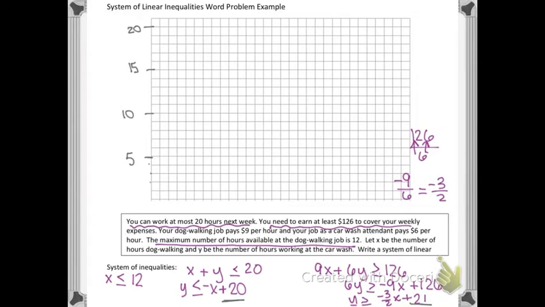What does Y represent? Y represents the number of hours at the car wash. I just looked back in the problem to see what Y was before I labeled that. Okay, now let's number the x-axis. 1, 2, 3, 4. The x-axis is the number of hours dog walking.